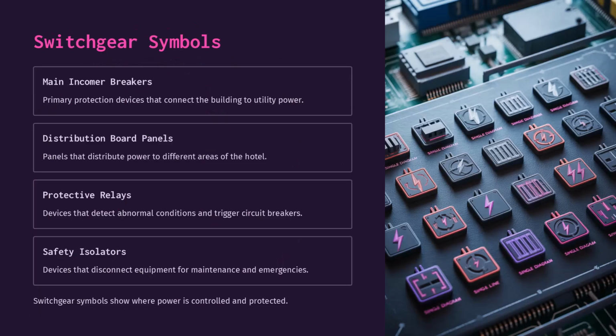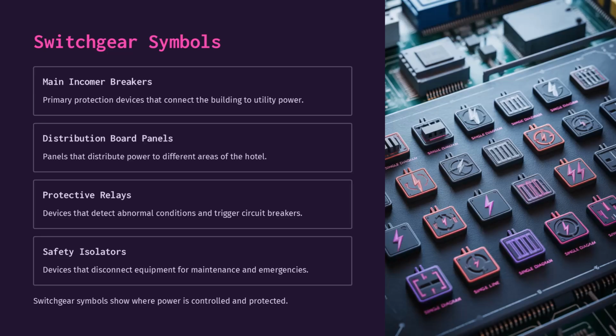Switchgear symbols. Let's discuss switchgear symbols. Main incomer breakers show how the hotel connects to utility supply. Distribution board panels illustrate how power is distributed to guest areas, kitchens, or service corridors. Protective relays detect abnormal conditions and trip breakers to avoid hazards. Safety isolators disconnect circuits for safe maintenance.